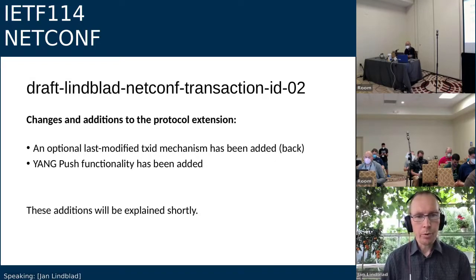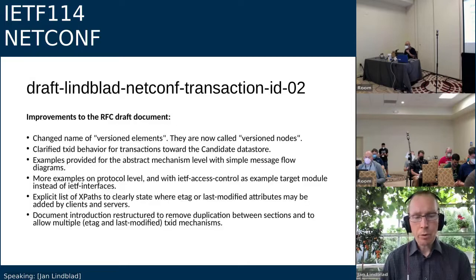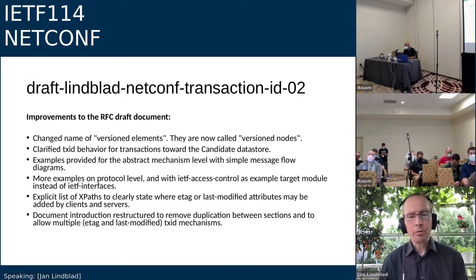I will go through those two points on slides a little bit, but we can go to the next slide first. Most of the work in the 02 revision of this document has been to clarify and extend the text to be more clear about the concepts here. I made a few changes of terms. I've added more clarification about the candidate data store. We have introduced better diagrams for the message flow and improved the examples. We've changed from ietf-interfaces to ietf-access-control as an example, because some people found ietf-interfaces to be confusing in this context.